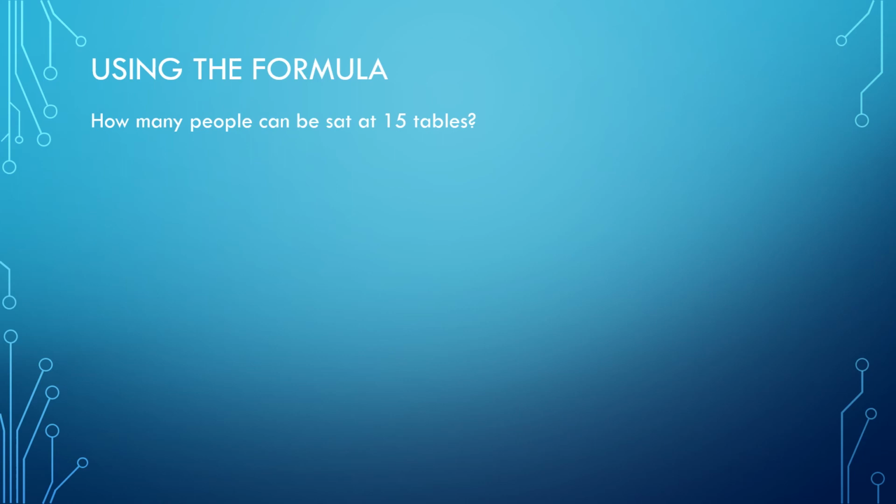So, how many people can be sat at 15 tables? So I'm using my formula from before. P equals 4 times t plus 2. Next thing I need to do, substitute in my number. So this time I've got a number of tables. So I'm replacing t with 15. So P is equal to 4 times 15 plus 2. 4 15s are 60 plus 2 means that P is equal to 62 people.